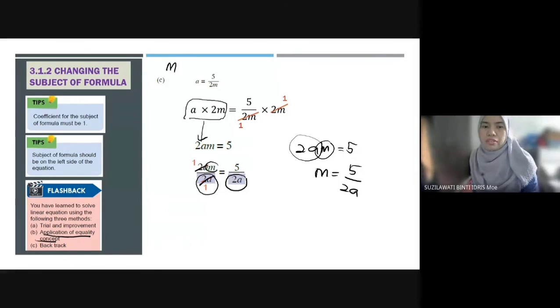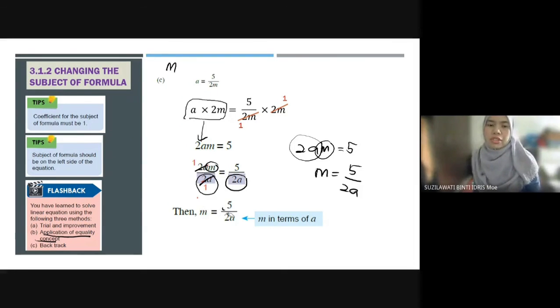So it will only have m there. M equal 5 over 2a. M in the term of a. Okay? Clear? Yes? Clear? Are you clear? Crystal clear. Okay, thank you Kishan, Aaron, thank you Danesh. Alright.